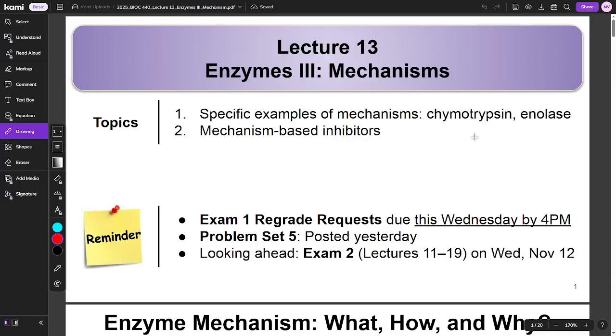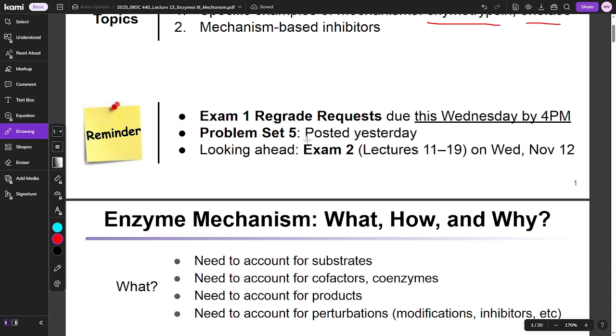I think they're doing the same here. You might want to keep some ideas in mind for how these work, but I'll basically cover these and try and explain them to you guys so it makes a little bit more sense if it was confusing. So looking at chymotrypsin and enolase. Let's get into it.